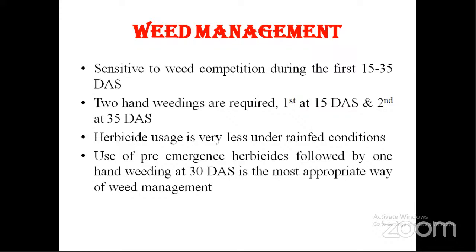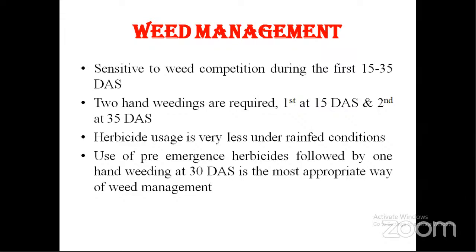Sesame is sensitive to weed competition during the first 15 to 35 days after sowing. That's why two hand weedings are required, first at 15 days after sowing and second at 35 days after sowing. Herbicide usage is very less under rain-fed conditions. You see, even for herbicide application also soil moisture is required. That's why under irrigated conditions herbicide usage will be more.